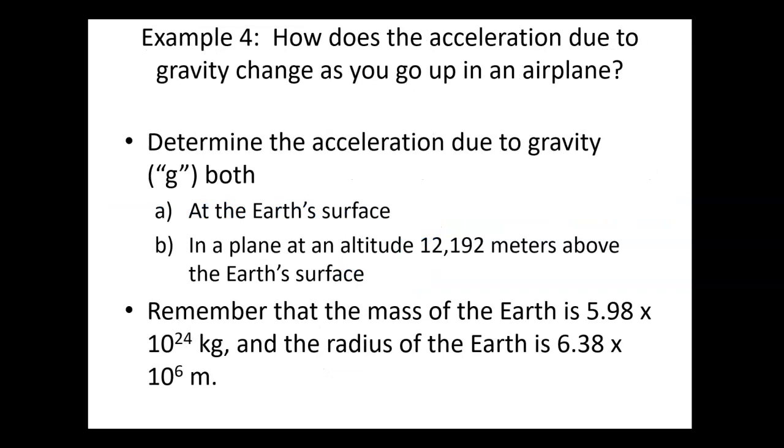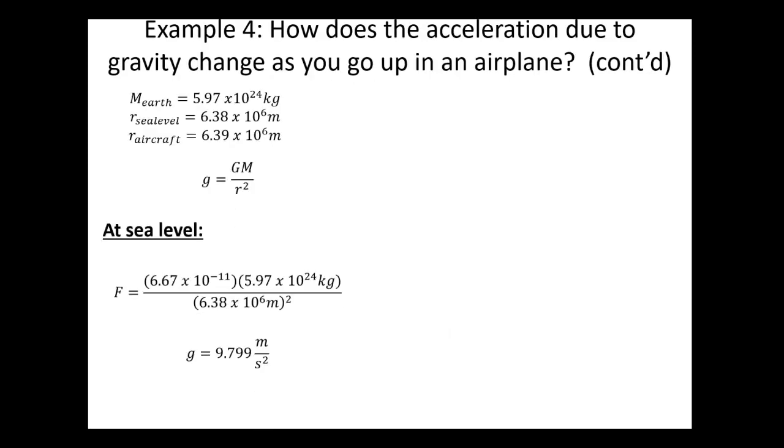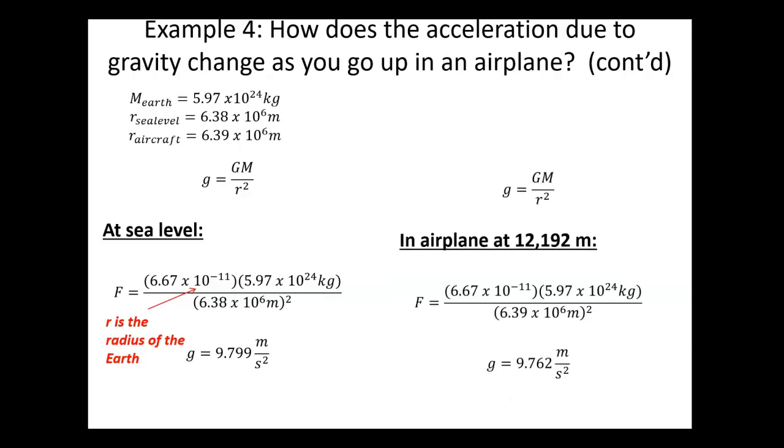And so let's find the acceleration due to gravity that is acting on that student, both when they're at sea level on the surface of the Earth and also when they're up in the airplane. Okay, so at sea level, the acceleration due to gravity is 9.799 meters per second squared. In this case, the r is the radius of the Earth we're using to calculate that g. If in the airplane, the r is the radius of the Earth plus the altitude of the airplane. So it's a little bit bigger.